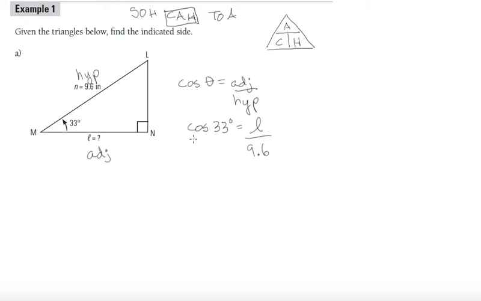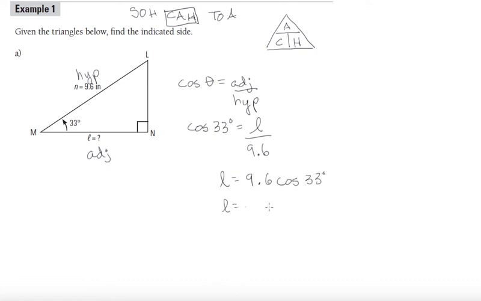You can also think of this as a ratio. This is over 1, so it would be 9.6 times the cos of 33 over 1. Doesn't matter how you look at it. Either way, you need 9.6 times the cosine of 33 degrees.